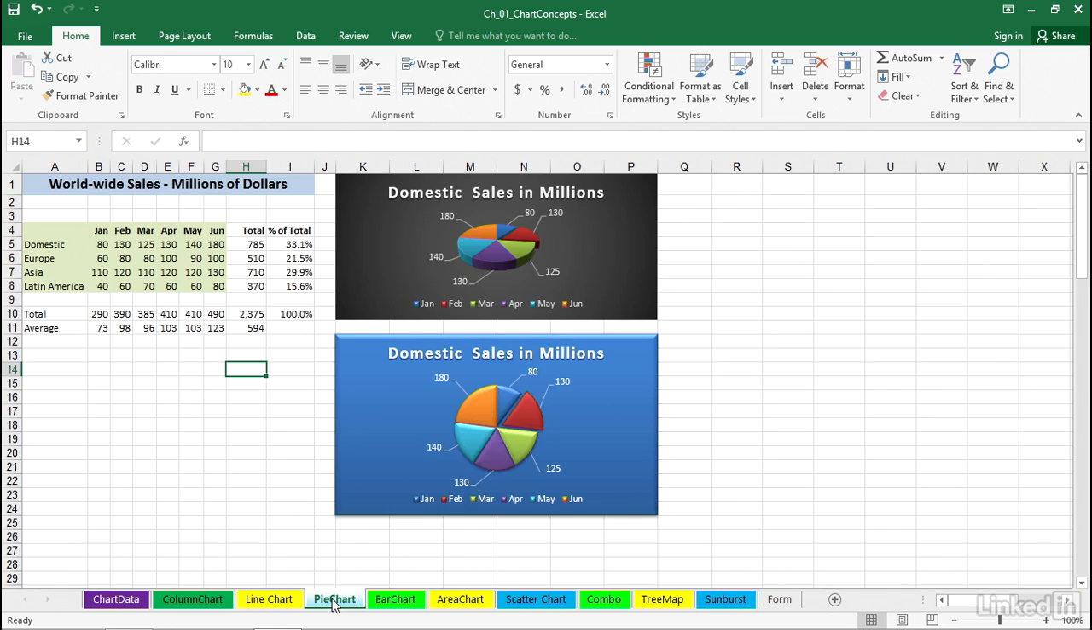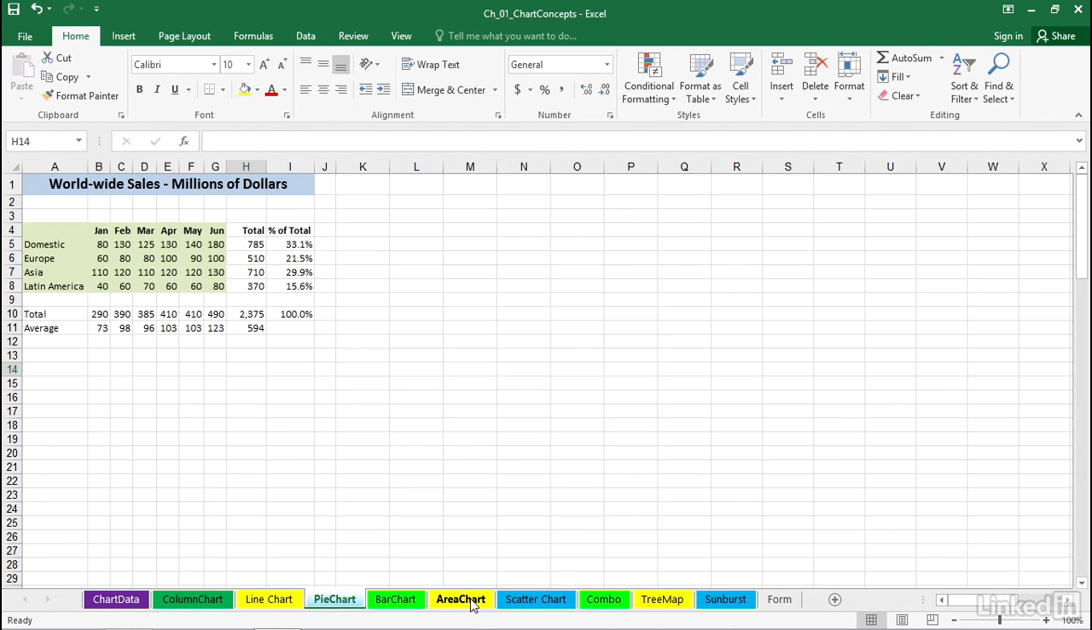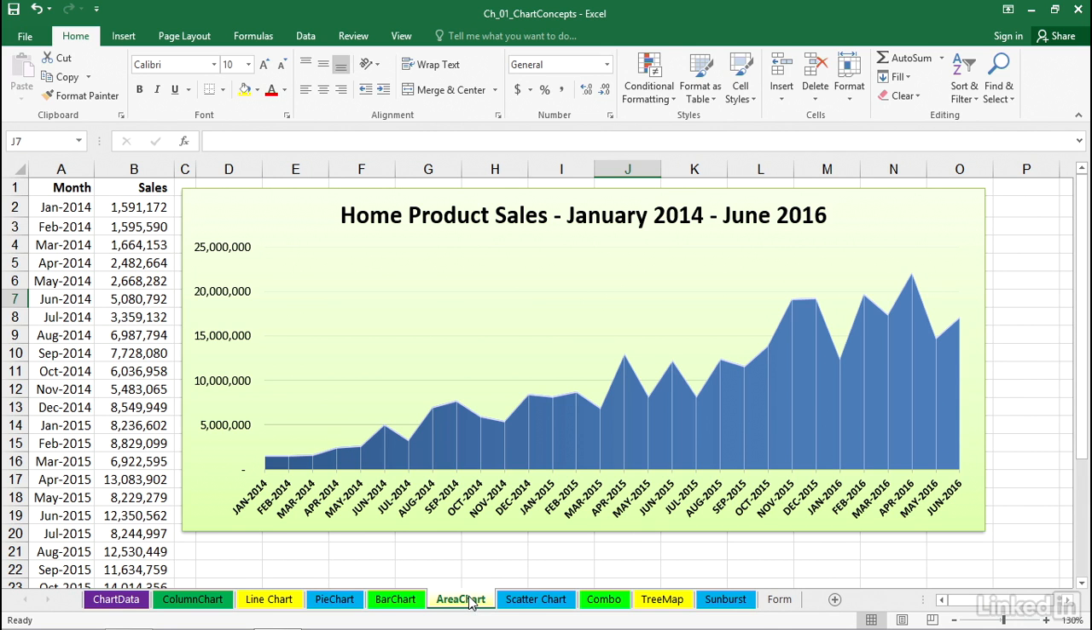Here's some more examples of a pie chart on this sheet here. A 3-dimensional pie chart up above, a 2-dimensional pie chart below. Also an area chart, sort of a variation on a line chart. Perhaps this suggests volume a little bit better than a line chart. And there are other specialized kinds of charts in Excel as well too.